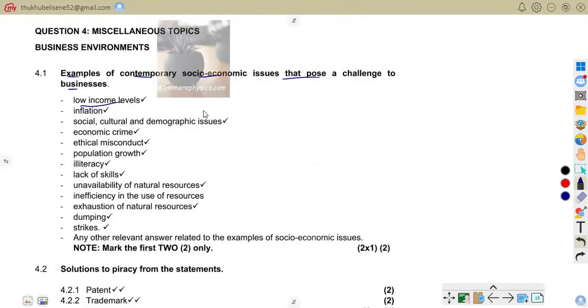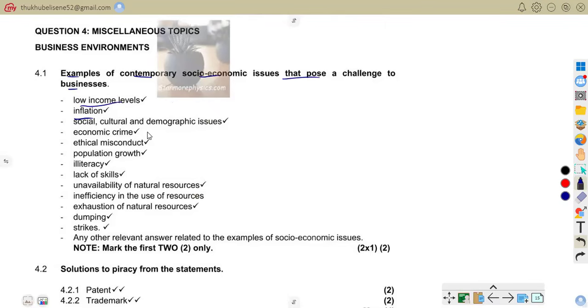Low income levels. Low income levels mean that many people earn very little money, so they cannot afford to buy many goods. For example, if many people earn low wages, they may not afford expensive clothing, which reduces sales for clothing businesses. The other one is inflation.